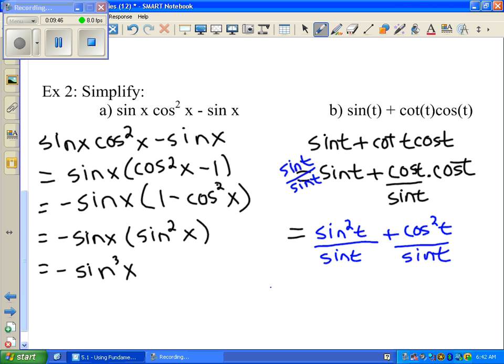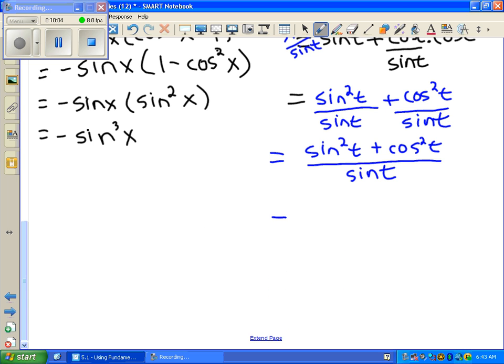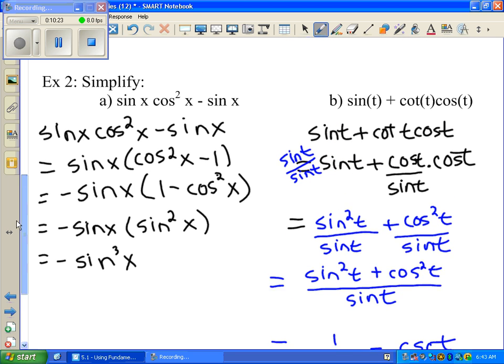And I hope you're seeing that this is looking good. Now we have sine squared t plus cosine squared t all over sine t. I see one of my favorite Pythagorean identities right here on top. Sine squared plus cosine squared, you can substitute, that is equal to 1. So I have 1 over sine t. And I usually don't like to leave my final answer as a fraction, so I would write that as cosecant of t. Much simpler than the expression that we started out with up there.